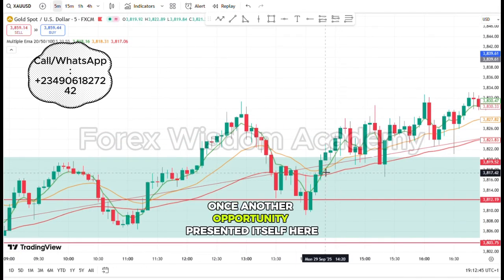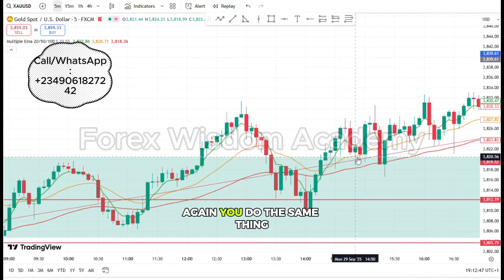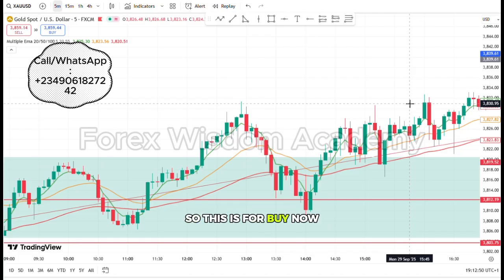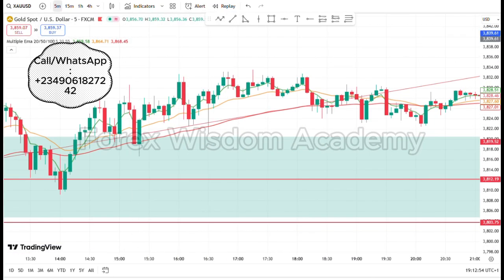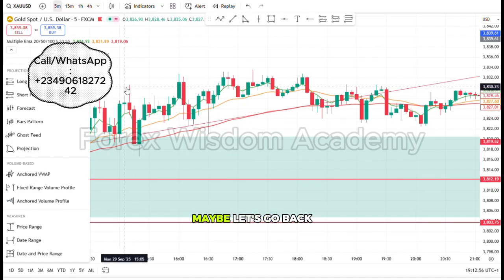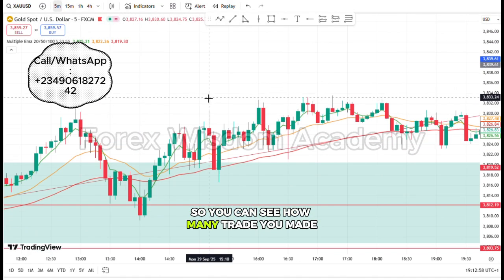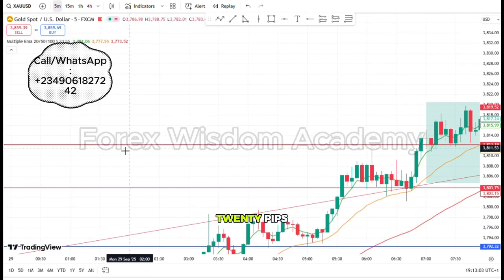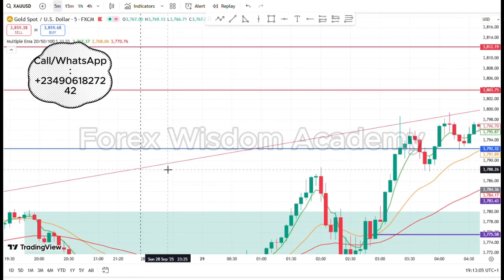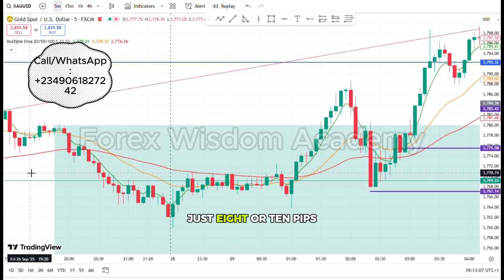You can see another opportunity presented itself here again. You do the same thing. So this is for buy. Now for sell, let's look for sell opportunities. Let's go back. So you can see how many trades you made. You made like 3 trades here in a row. 20 pips, 20 pips, 20 pips. That's a lot of money, while you are risking just 8 or 10 pips.